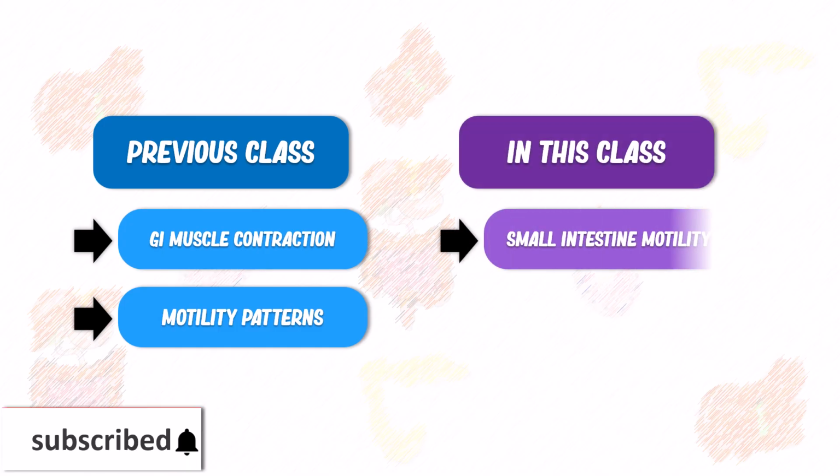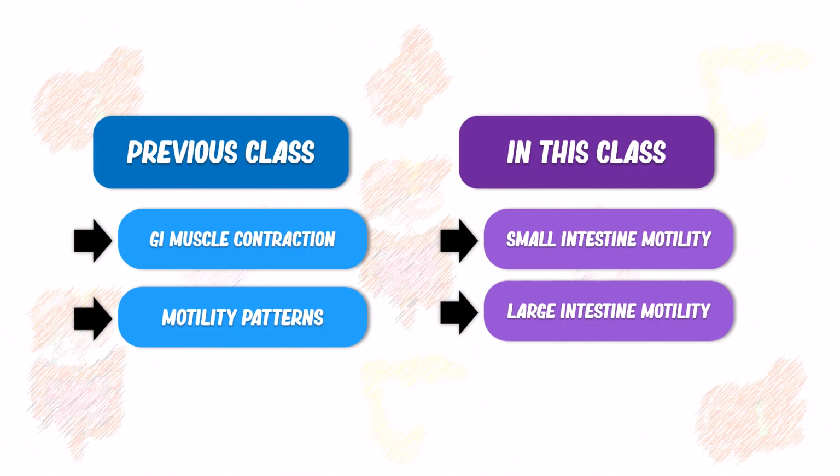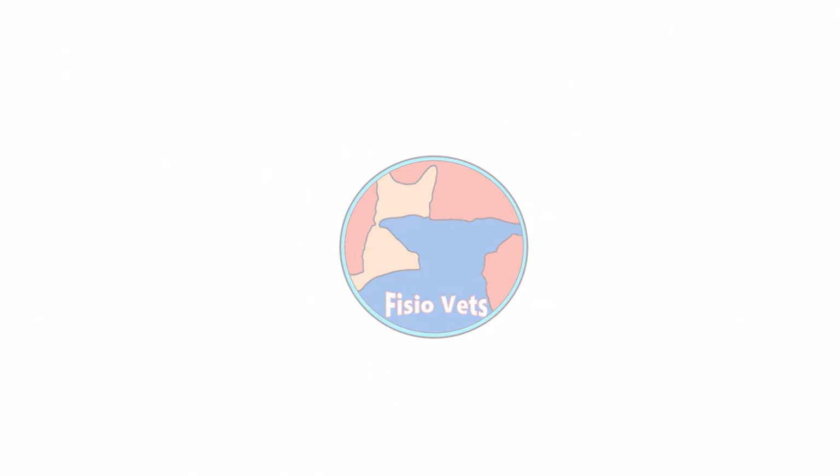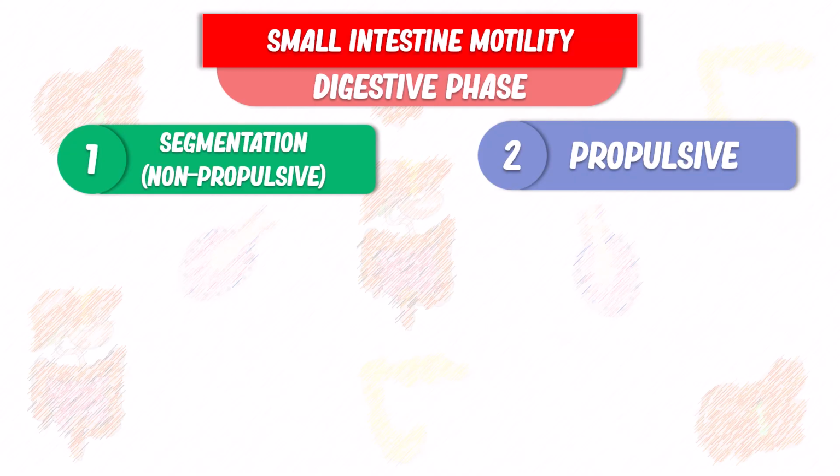In the previous lesson, we studied the contraction of the gastrointestinal smooth muscle and the motility of the esophagus and stomach. Today, we'll be focusing on the motility patterns of the small and large intestines. Let's start with the small intestine.